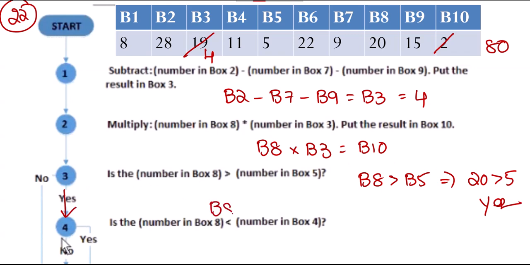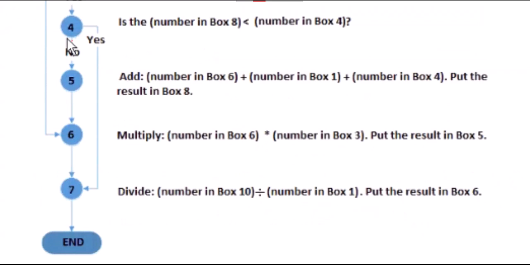Box 8 less than box 4. 20 less than 11? No, it fails. Box 8 less than box 4, no. When it is no, you have to come to the fifth step. No need of skipping. Yes means I can bypass and go for the seventh step. As it is no, I have to go for the next step.